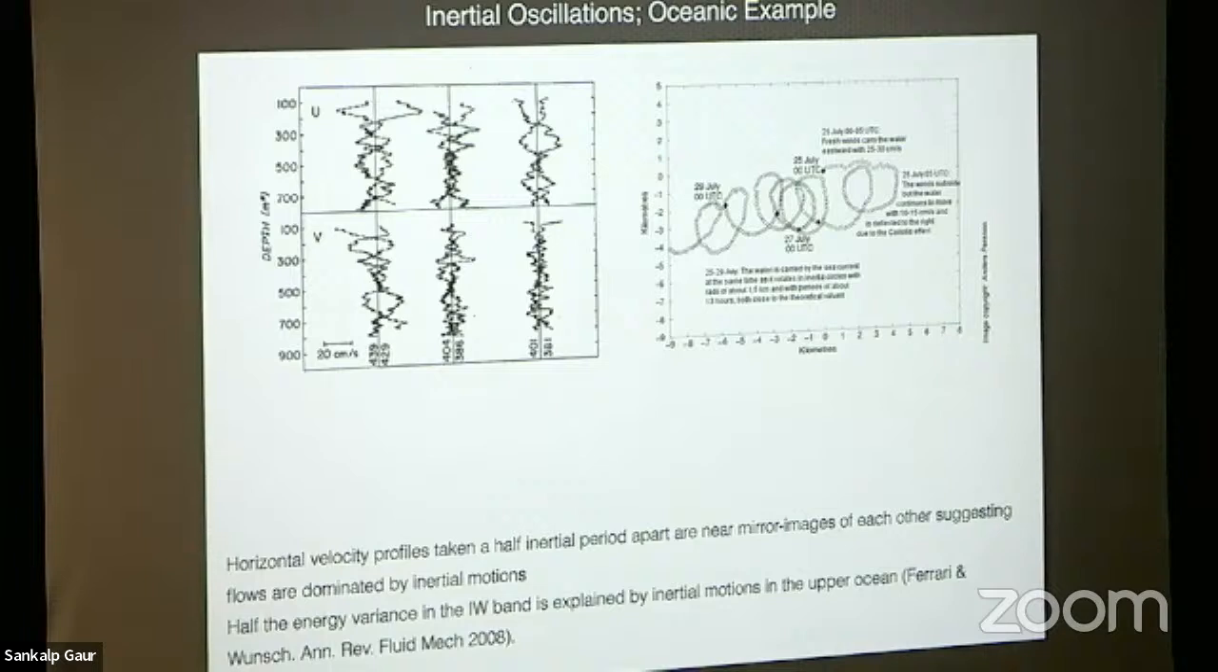How big is the buoy? Most of the energy in inertial waves is in the upper oceans. As you can see, the depth here is going quite deep into the ocean. We have some experts here who are probably going to chime in. I think half the energy in the inertial wave band is in the upper ocean.